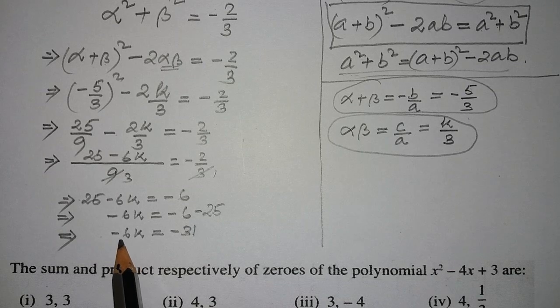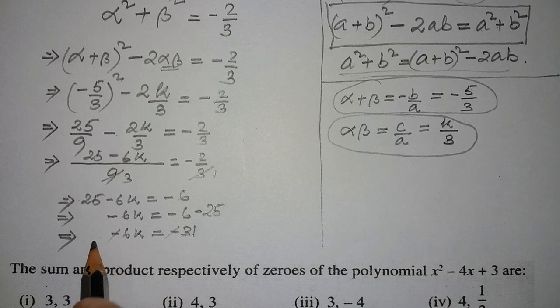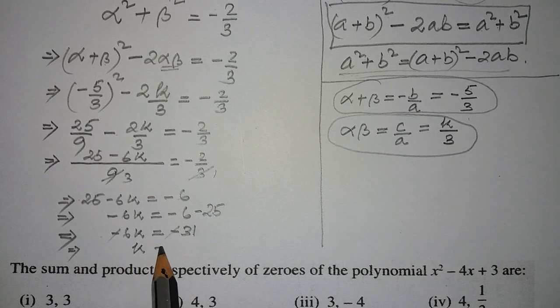We can cancel out the minus signs, so we got here k equal to 31.